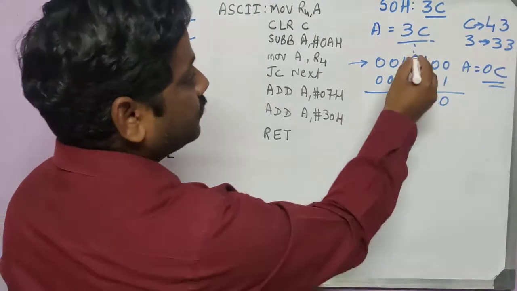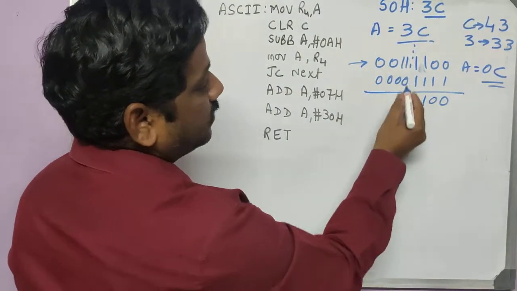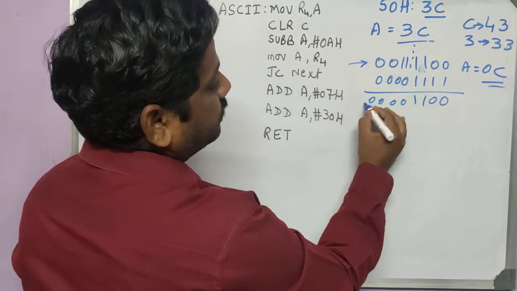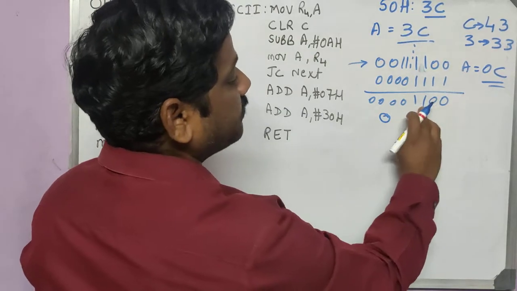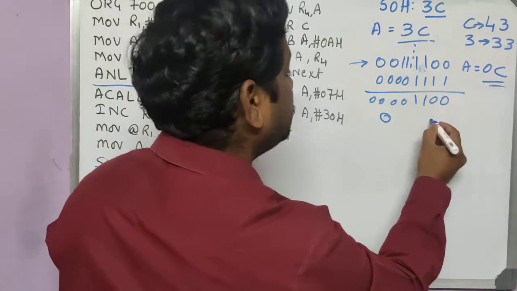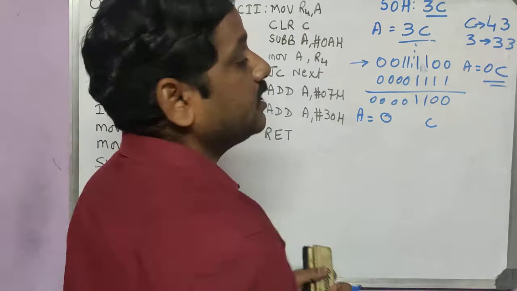0. Here both inputs are high. 1, 1. 0, 0, 0, 0. So what you got here? This is 0, and here 8 plus 4 is 12. In Hexa, it is C. So this is what you are going to get in accumulator.